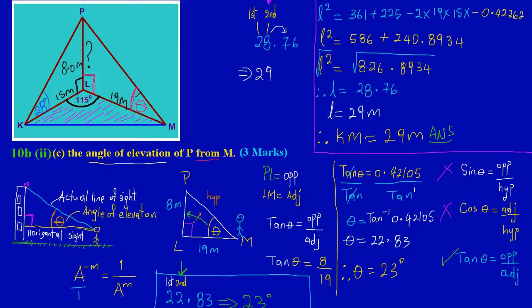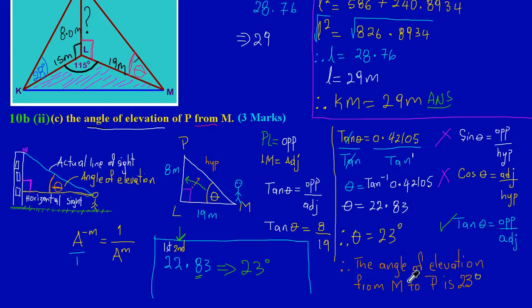My friends, you can simply make your statement since it was a worded problem. So there, I have made my statement. The angle of elevation from M to P is 23 degrees, and remember, this is correct to two significant figures.